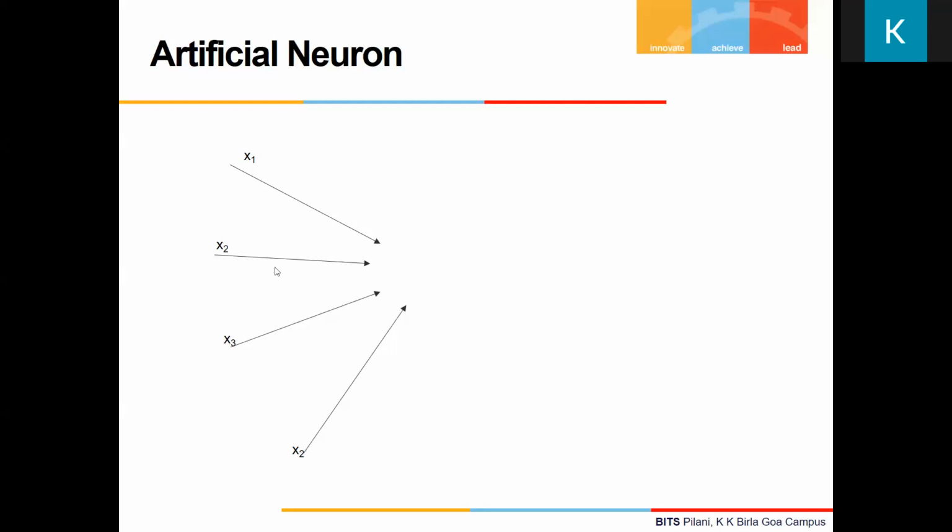I'll just represent them like some wires here. Each wire here represents the connection between one neuron and its neighbors. Depending upon how many neighbors there are, I will have that many wires. Maybe 100, 200, 1,000, whatever it is. So these X1, X2, X3 basically represent the inputs coming to this neuron. From a circuit perspective, they are nothing but voltages.